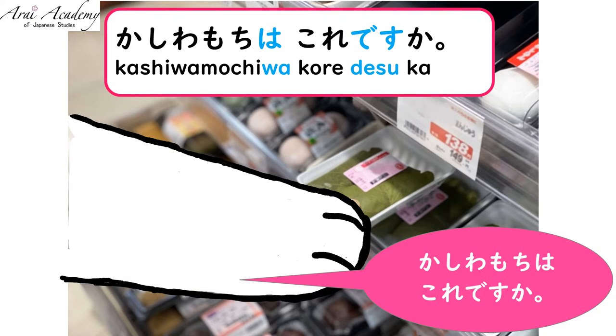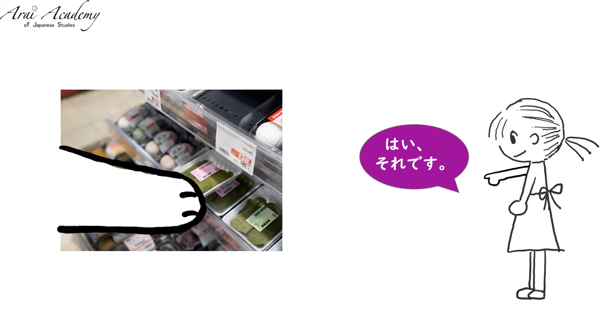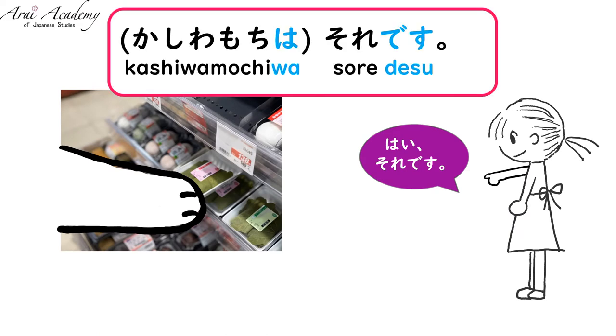Repeat after me. かしわもちはこれですか? かしわもちはこれですか? はい、それです。 It's not necessary to repeat the topic, かしわもちは. You'll understand in the summary section later.